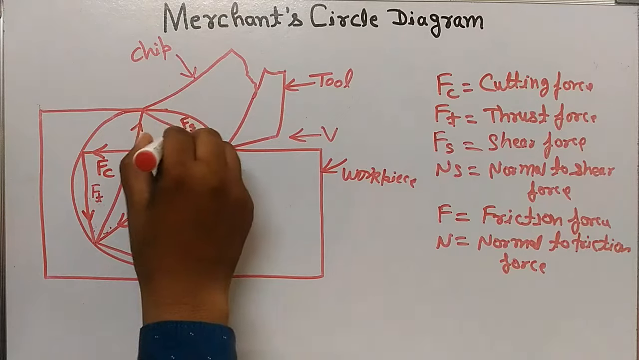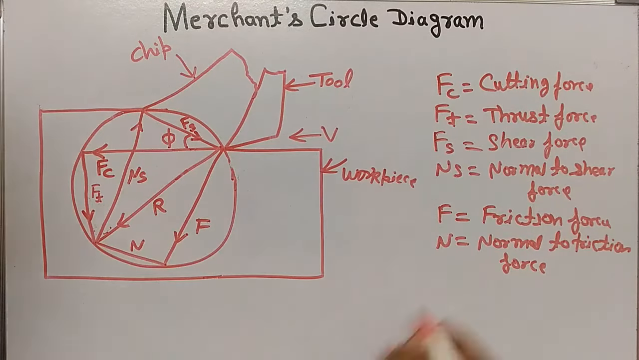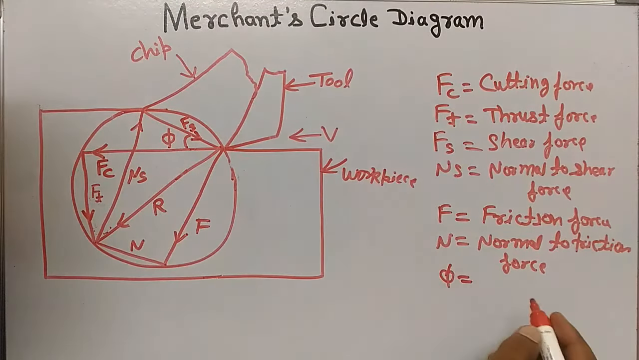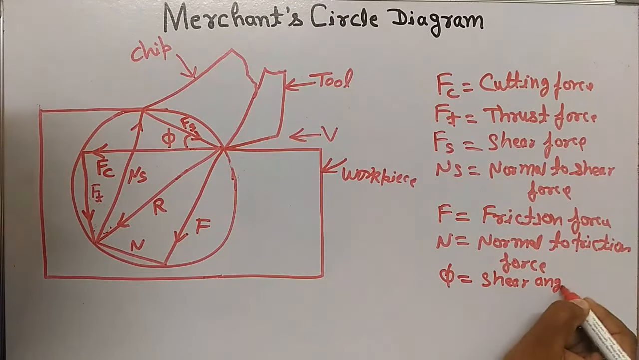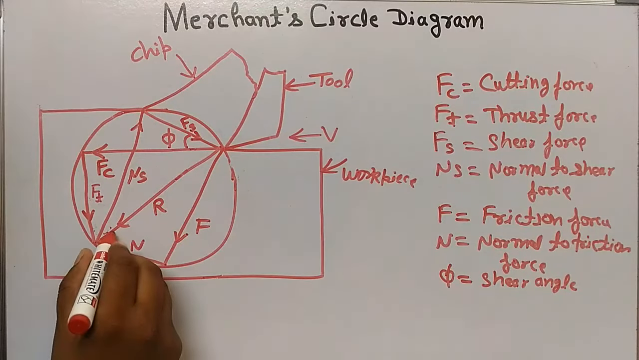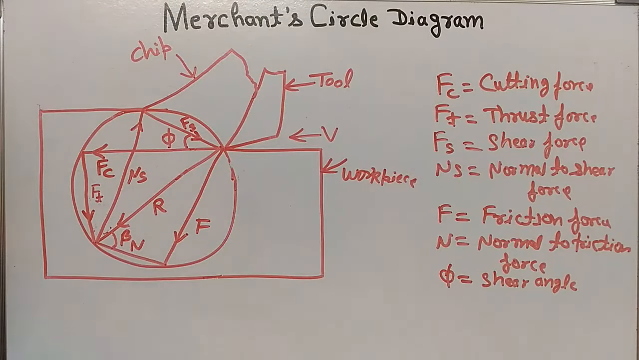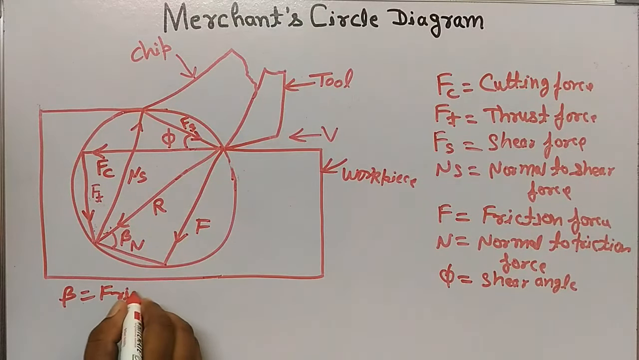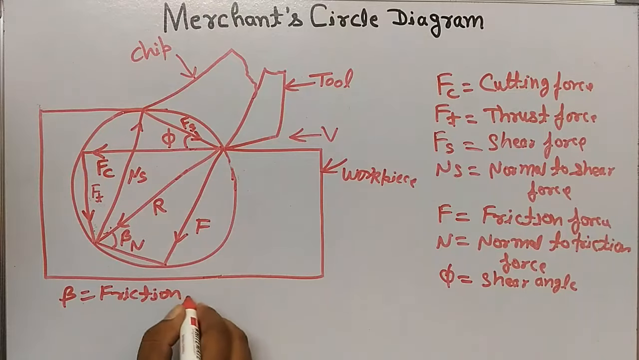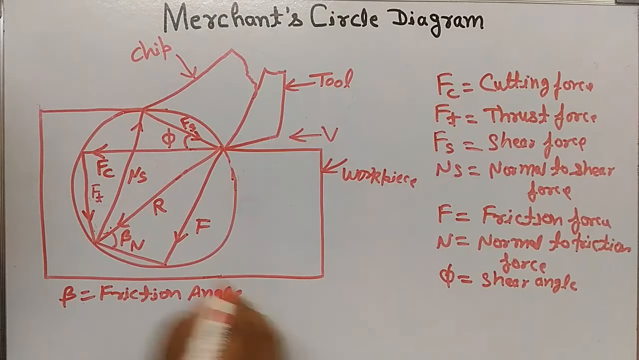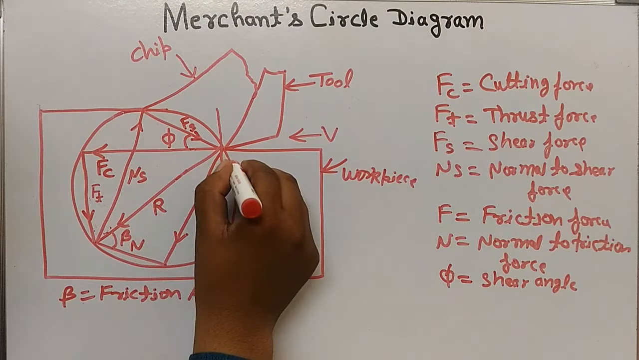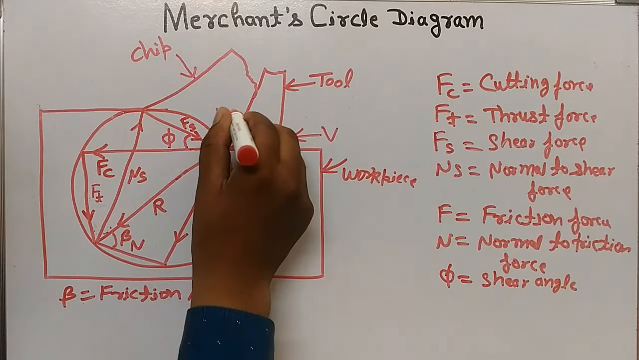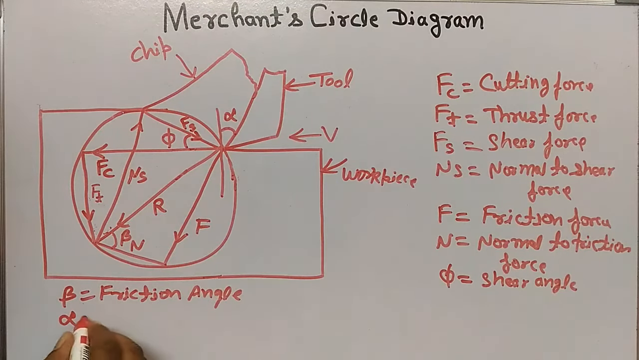And this angle is phi. Phi is shear angle, and this angle is beta. Beta is friction angle. And one more angle, alpha. Alpha is rake angle.